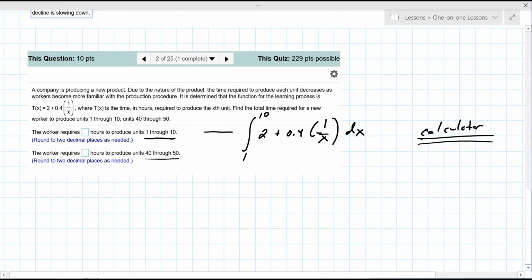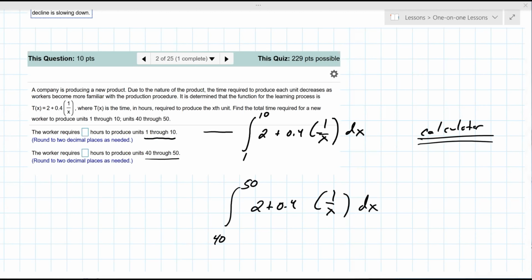And then for 40 through 50, it's the same thing here. It's just the integral from 40 to 50 of 2 plus 0.4 times 1 over x dx. We're using a TI-83 or 84. TI-84 integral. So we can find a nice video. Yeah, this one looks reasonable, so we'll just paste that in here.